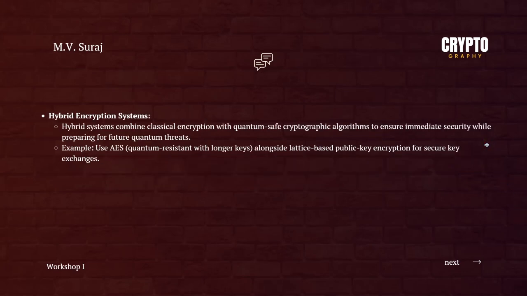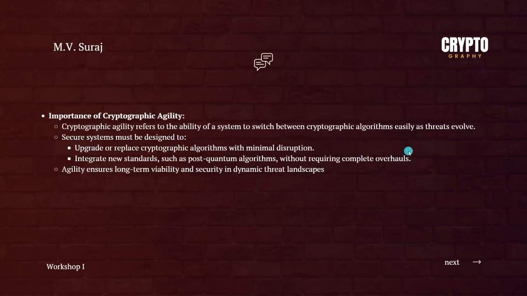We have hybrid encryption systems. Hybrid encryption systems combine classical encryption with quantum safe cryptographic algorithms to ensure immediate security while preparing for future quantum threats. So we use AES, quantum resistant with longer keys, alongside lattice-based public key encryption for secure key exchange. So that's one of the examples.